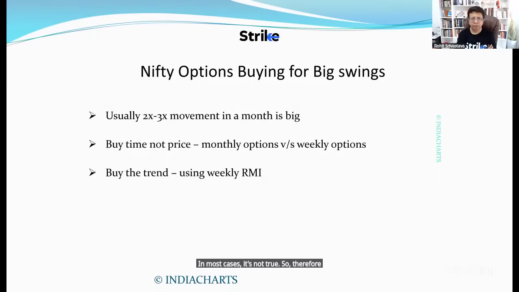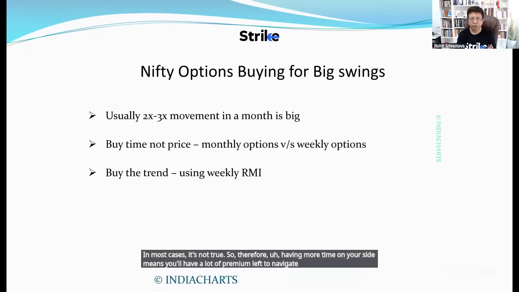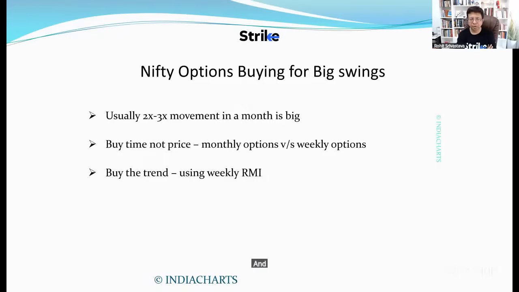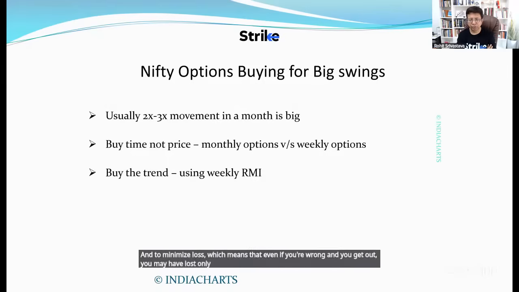So therefore, having more time on your side means you'll have a lot of premium left to navigate, to exit and re-enter something else if you go wrong, and to minimize loss, which means that even if you're wrong and you get out, you may have lost only 10 or 15% of your premium. So therefore, monthly options make a lot more sense than having just a weekly option.